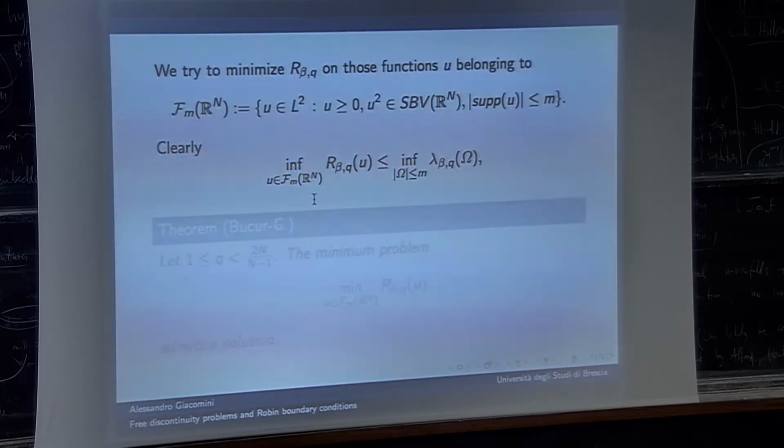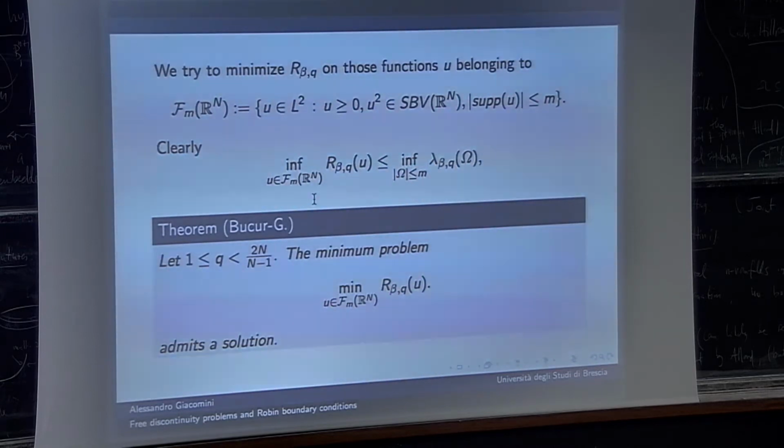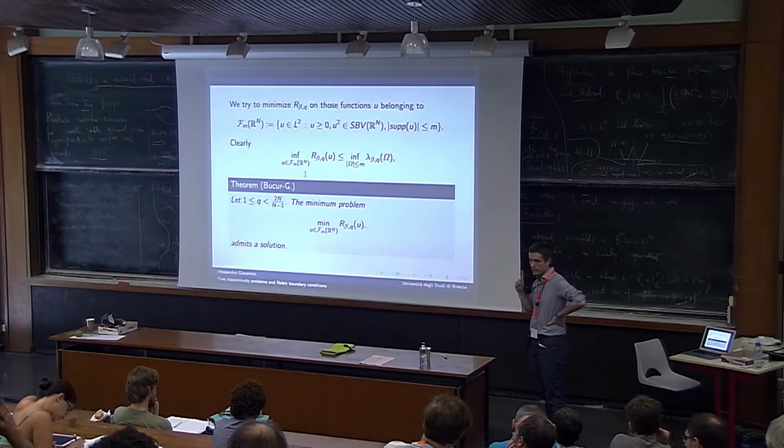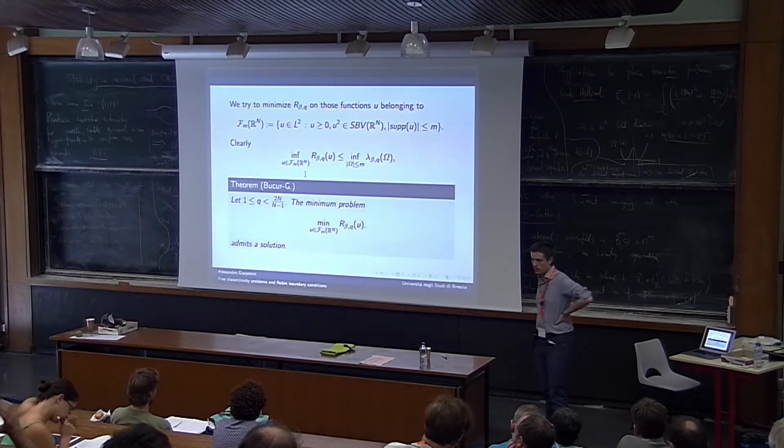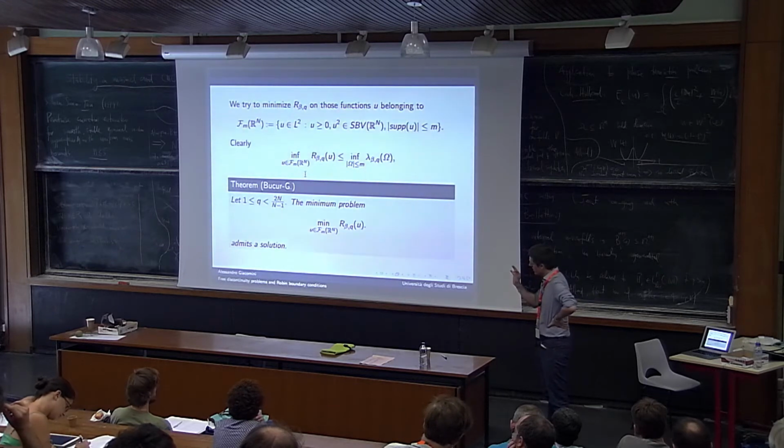Okay, so let's try to see what kind of regularity we can find for the minimizer of the free discontinuity functional. The first point is to prove that a minimizer exists. And here, a minimizer exists as long as Q is between 1 and 2n over n minus 1, which is somehow natural as an exponent because U square is BV. So by immersion it is in L n over n minus 1, so U itself is in L 2n over n minus 1.